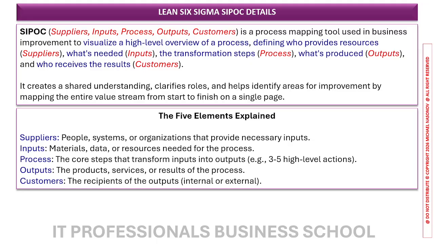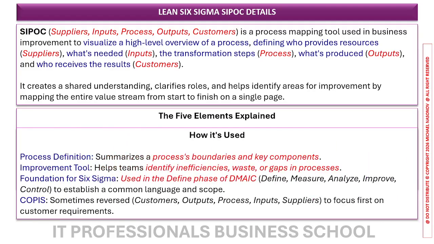The 5 elements of the SIPOC model explained. Suppliers are people, systems, or even organizations that provide necessary inputs. Inputs: materials, data, resources needed for the process. Process: the core steps that transform inputs into outputs. Outputs: the products, services, or results of the process. And finally, customers: the final recipients of the outputs, which could be internal or external.